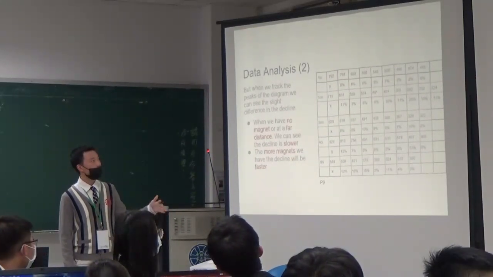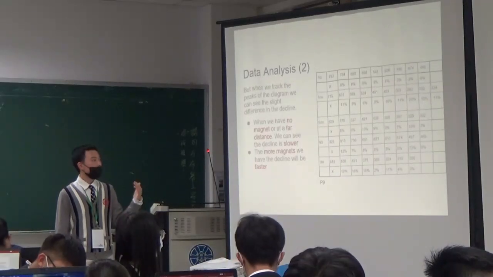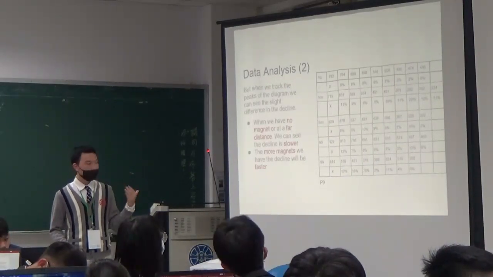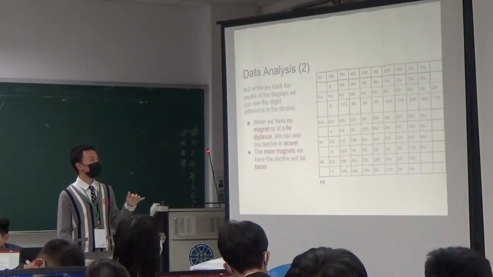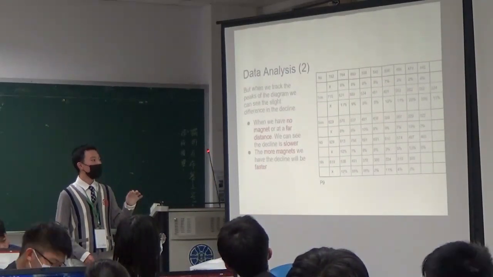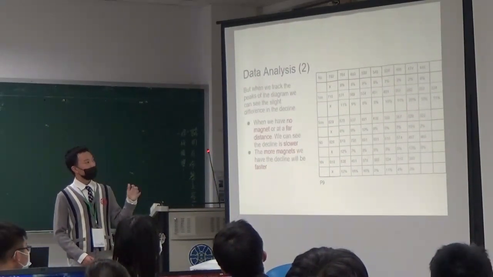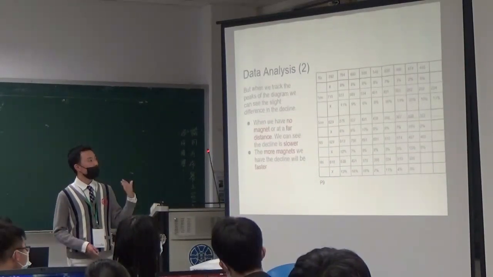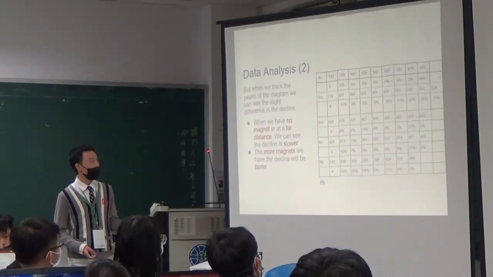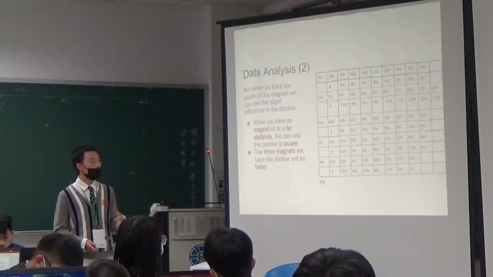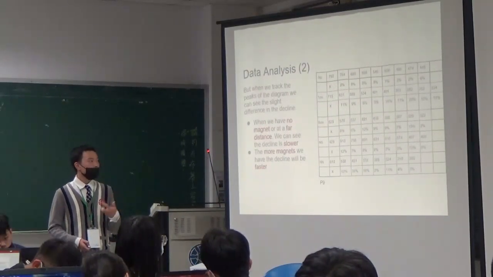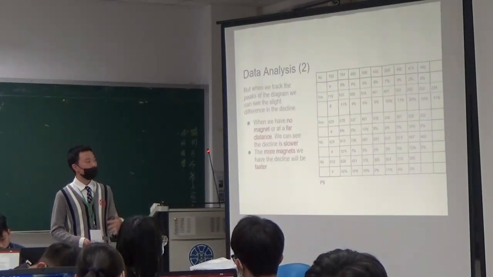Of course we can see a decline in the velocity of the peaks. But what I most wanted to talk about is the first decline, which means from the first row to the second row. From the first row to the second row, we can see that if we have no magnet, which is the top row, if it is at the far distance, which is 5 centimeters, you can see that the first decline is roughly the same.